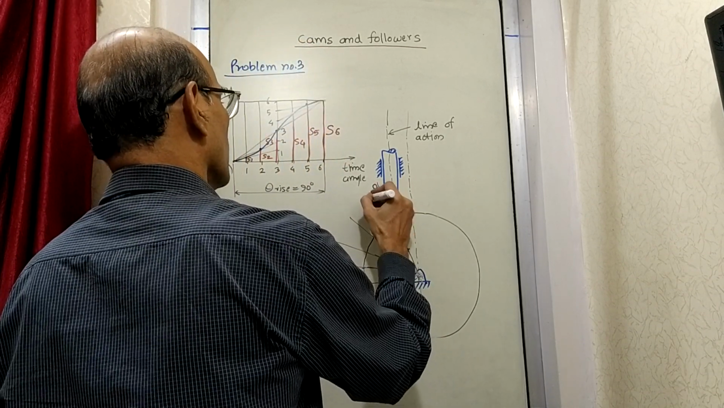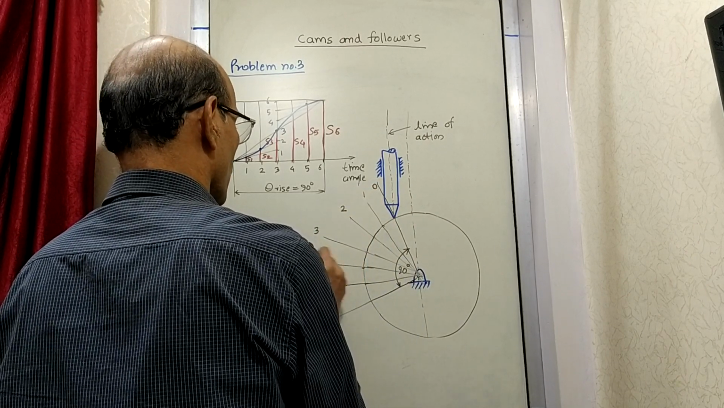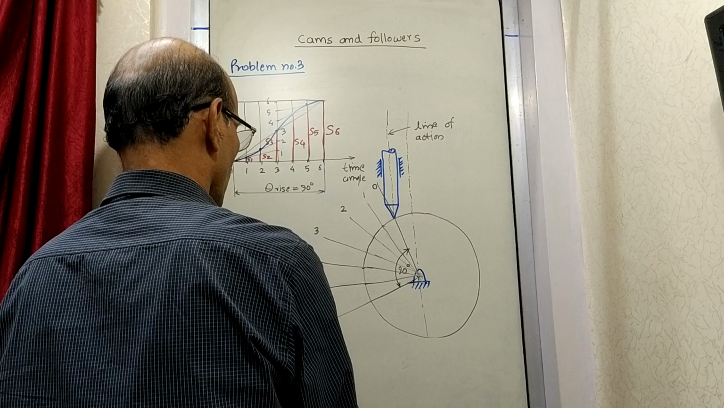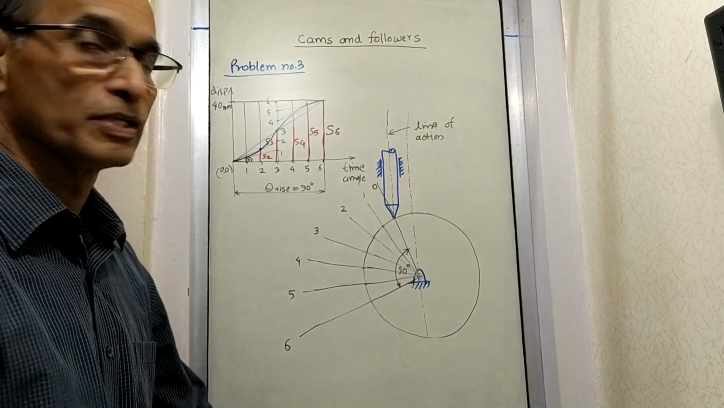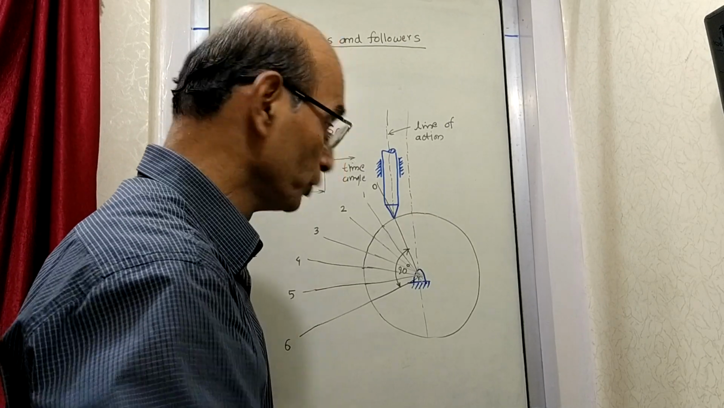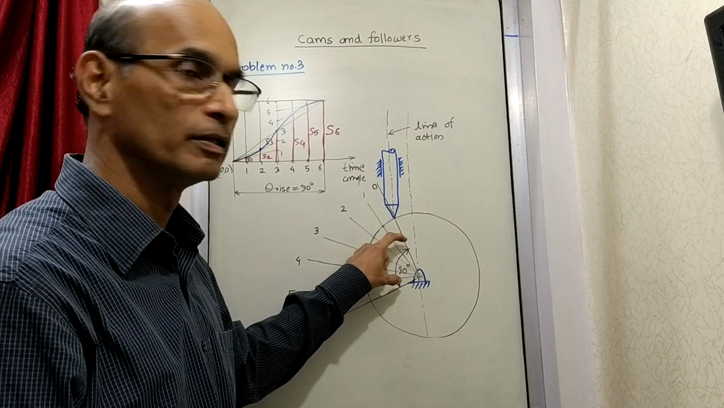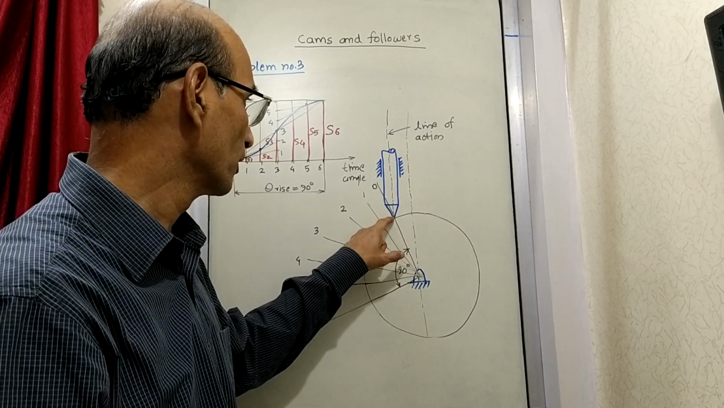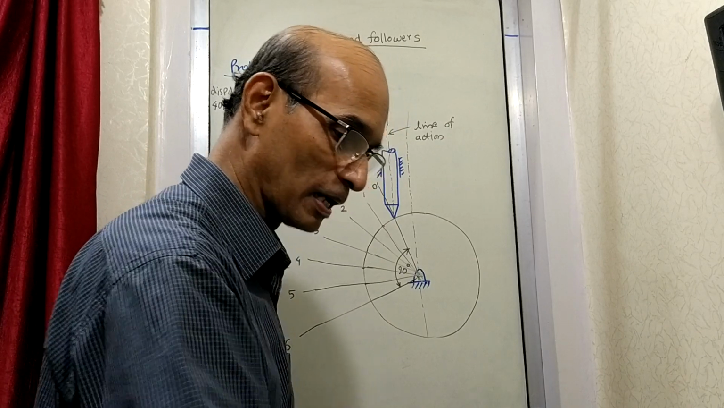So we have drawn the 6 divisions. Now see what next. Up to here it is fine. Initial position, final position, theta rise 90 degrees. Right now the follower is here, at 0 position. Now the next thing is we are going to mark S1.